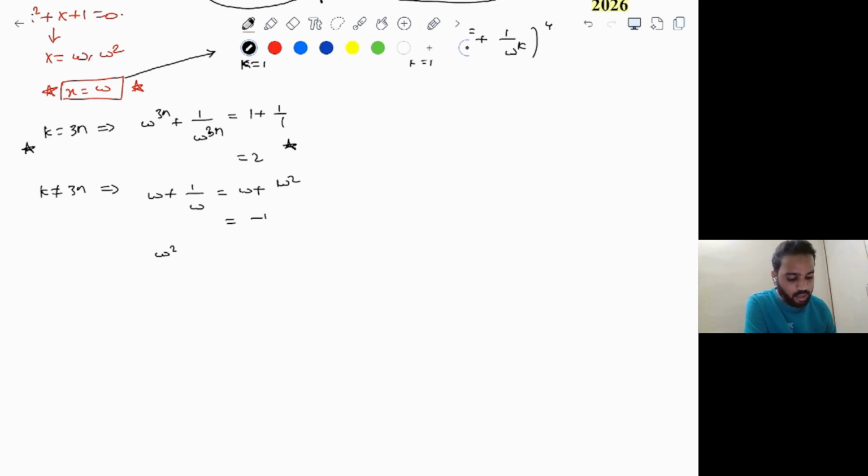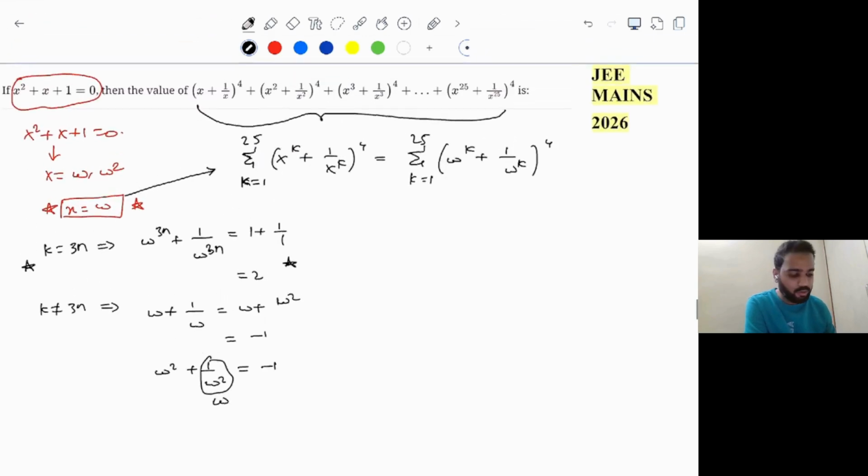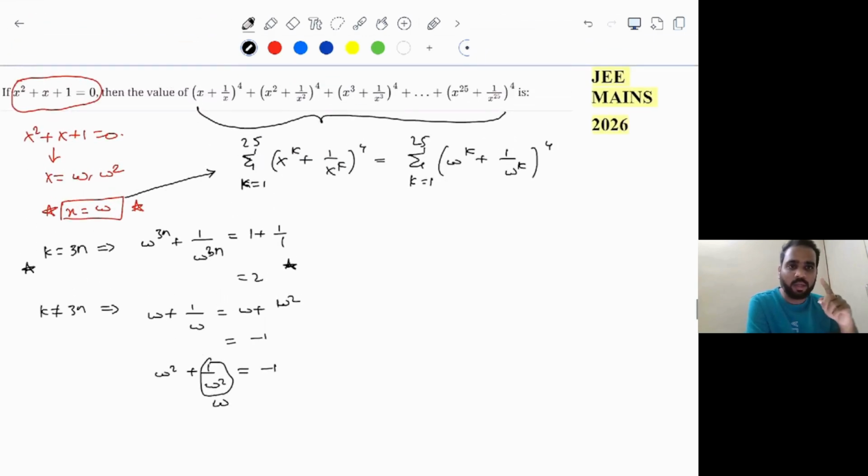Even if you take k is equals to 2 also, what will you get here? Omega square plus 1 by omega square. But once again, 1 by omega square is nothing but omega. So again, you will be getting the value omega plus omega square, whose value is equals to minus 1. So what are the two important conclusions here? That is, whenever the value of k is a multiple of 3, then you will get the value in the bracket as 2. Otherwise, in all the remaining cases, whenever k is not a multiple of 3, you get the bracket's value as minus 1.